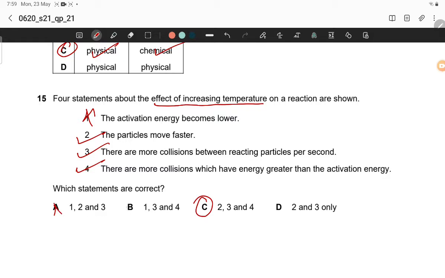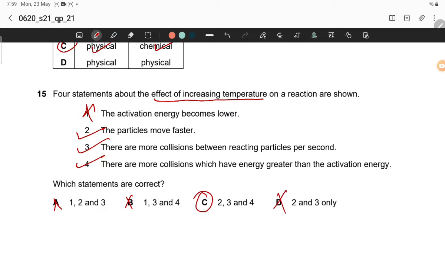1, 2, 3 are incorrect. 1, 3, 4 are incorrect. 1, 2, 3 are correct, but 4 is not there, so it is also incorrect.